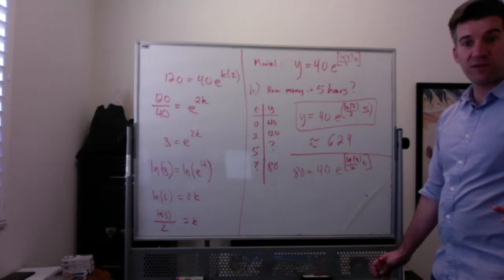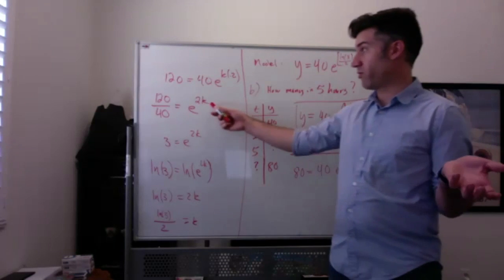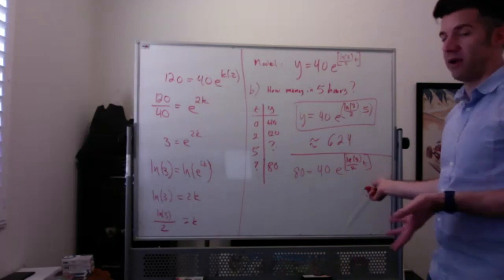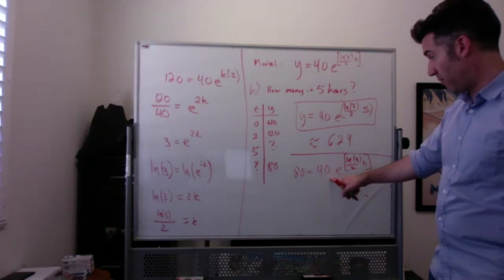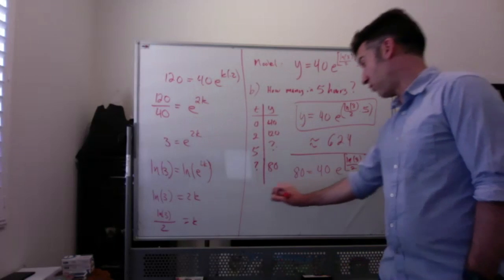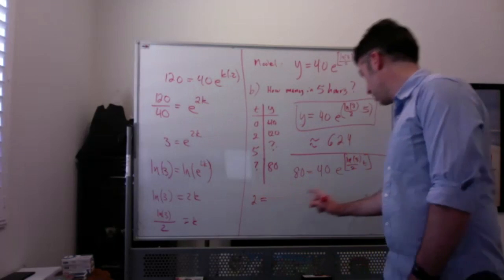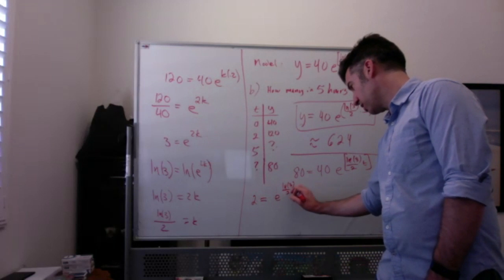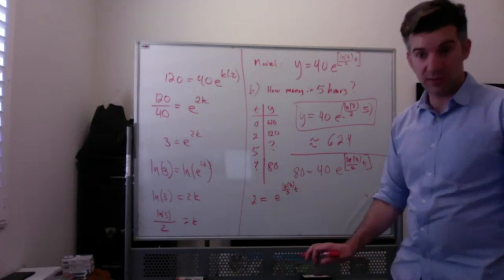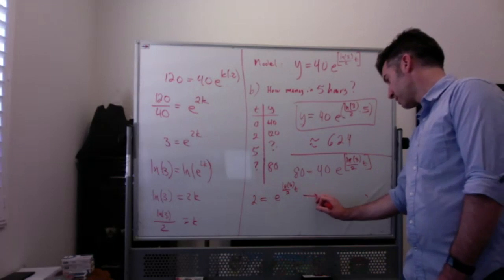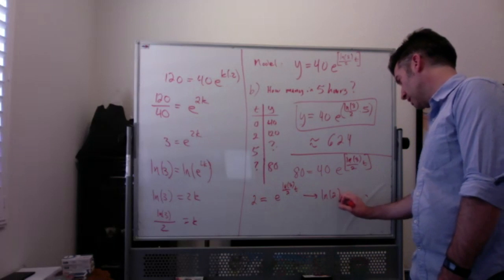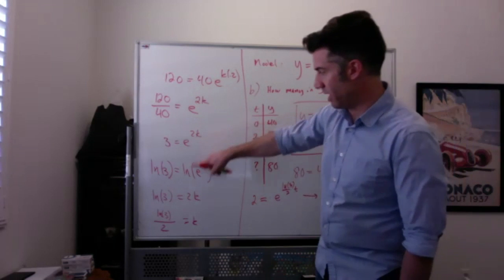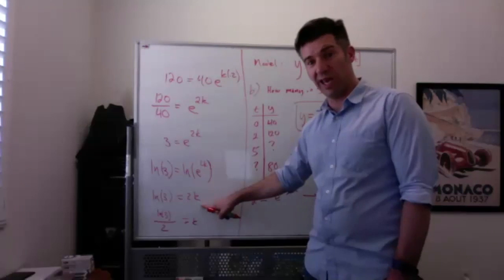And just like when we were solving for k, we're trying to solve for this thing that's in the exponent here. So we're going to do the same. Really, this is very similar to when we solved for k. I'm going to divide by 40. 80 divided by 40 is 2. I have e to the natural log of 3 over 2 times t. And I take the natural log of both sides. So the natural log of 2 equals, so the natural log of e to the stuff, right? Just like over here, the natural log of e to 2k was just 2k.